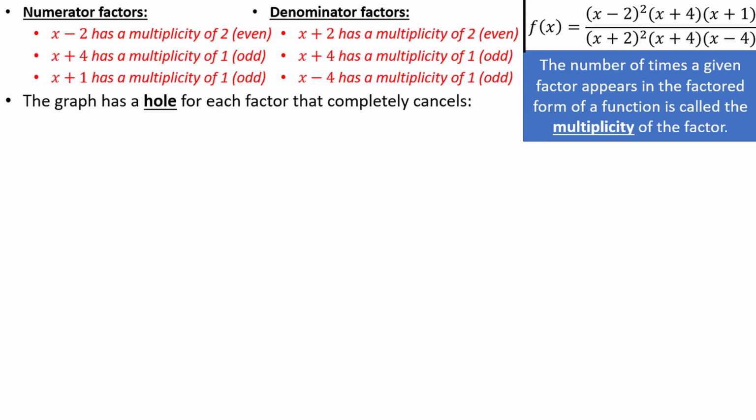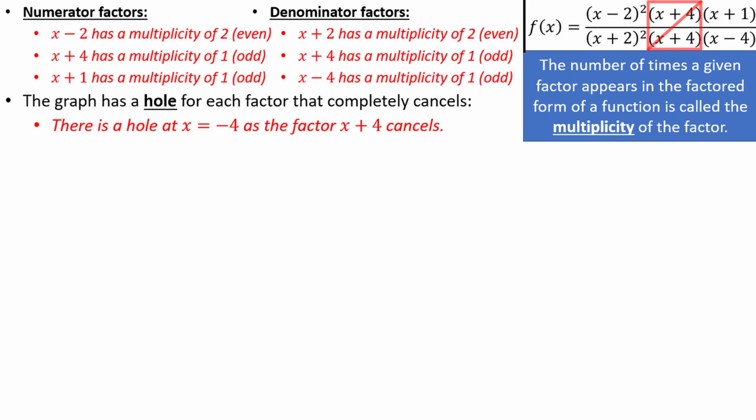The graph will have a hole for each factor that completely cancels, as we have already discussed. The factor of x plus 4 cancels on the numerator and denominator. As we already discussed, if you can cancel a factor, that means there will be a hole, and this will be the case regardless of the multiplicity. So this graph will have a hole at x is equal to negative 4, the point that would make the factor of x plus 4 equal 0.